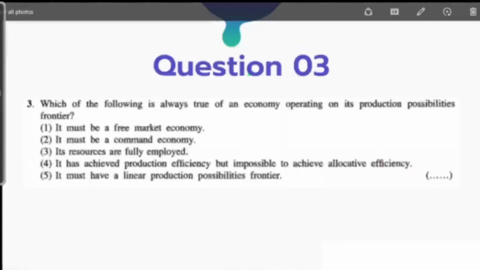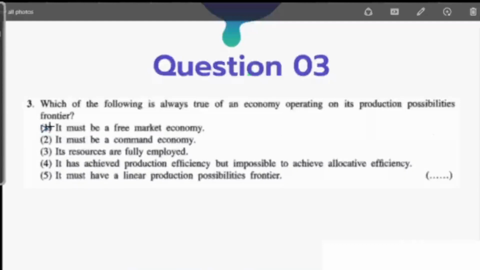Next question from 2018 question paper. Which of the following is always true of an economy operating on its production possibilities frontier? So there are few statements. We have to find out which one is true about production possibilities. First statement, it must be a free market economy. When we are constructing this production possibilities curve, we do not specifically mention whether it's a free market or command or mixed economic system. So the first statement is not accurate.